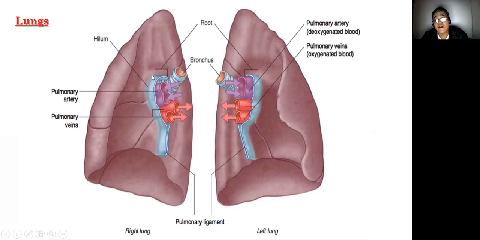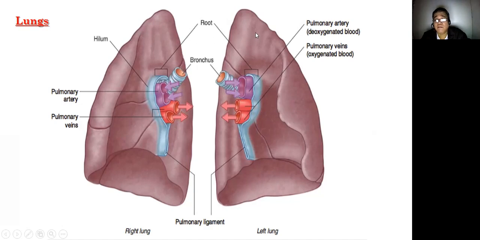If you notice, the parietal pleura at the root of the lung is much more lax, and it has a double fold extension inferiorly. This double fold extension of the parietal pleura over the root of the lung is known as the pulmonary ligament. This is the pulmonary ligament.